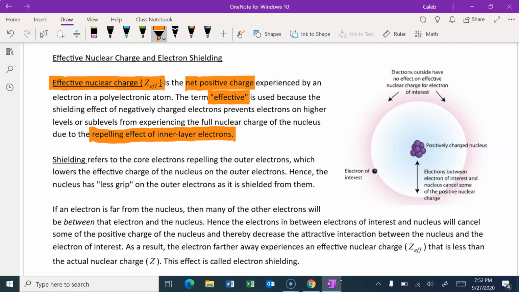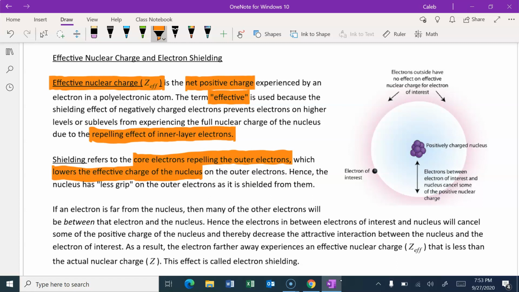So let's break it down a little bit more. Electrons that are inside, that are the core electrons that are closer to the nucleus, they have the same charge as any other electrons. Well, they tend to kind of hog some of that attraction to the nucleus, and they shield electrons that are further out from being able to feel the force of the nucleus. They also have an impact because we know that like charges repel. So those inner electrons repel the outer electrons. That's basically how shielding works. Shielding refers to the core electrons repelling the outer electrons, which lowers the effective charge of the nucleus on the outer electrons. Hence, the nucleus has less grip or pull on the outer electrons as it is shielded from them. That's what shielding really means.